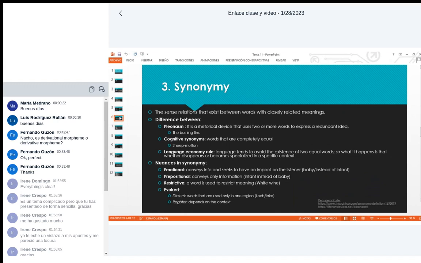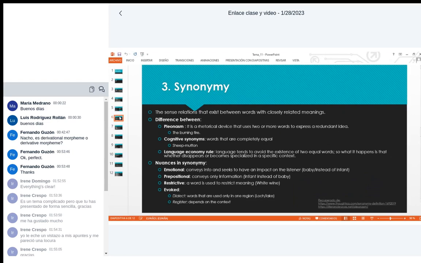Now, propositional would be more of a word trying to convey objective information and get rid of all the subjective information, for example, the way of using infant or baby. Restrictive is more of trying to use a word with another word, so as to restrict the meaning.